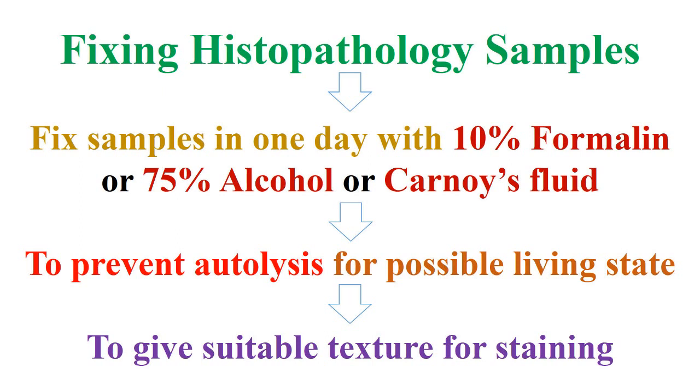In detail, fixing histopathology samples means fixing the sample within 1 day with 10% formalin, or 75% alcohol, or Carnoy's fluid, to prevent autolysis, to keep the tissue as close as possible to its living state, and to give a suitable texture for staining.